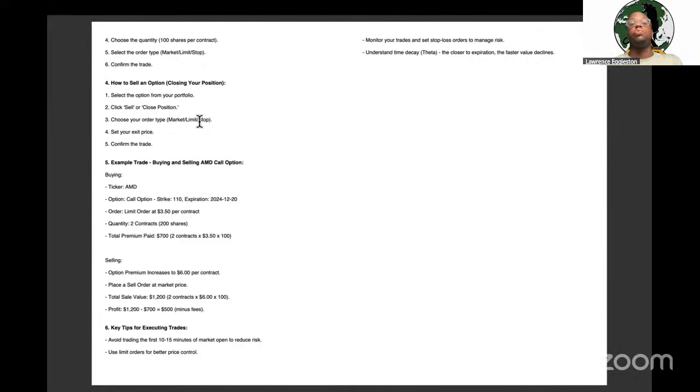So you have to make sure you replace the order. Keyword: replace. So you must make sure that you replace the order. An example, right, of buying and selling an AMD call option. If you're buying the ticker, you're going to choose that specific strike price. You choose the expiration date, and then you also have your order, which is going to be a limit order. So let's say you want to get filled at this specific price, which is $3.50.